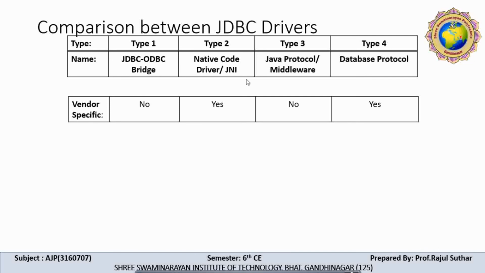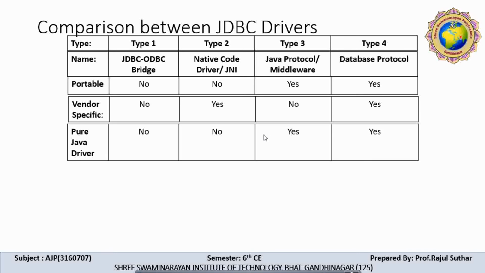We are all familiar with this. Is type 1 vendor specific or not? So it is not vendor specific. Type 3 is also not vendor specific. Type 2 is vendor specific, yes, and type 4 is also vendor specific. We can say that portable. So type 1 is not portable, type 2 is also not portable. Only type 3 is portable and type 4 is a portable driver.